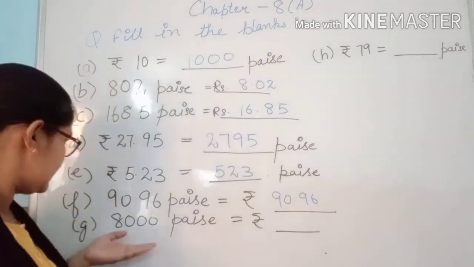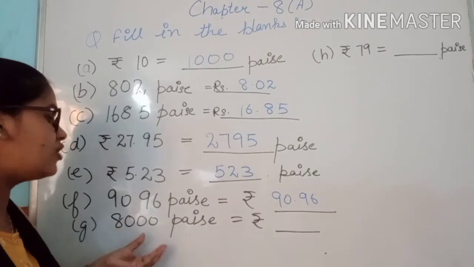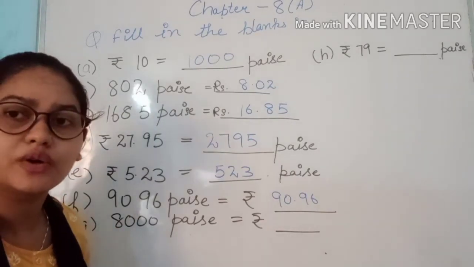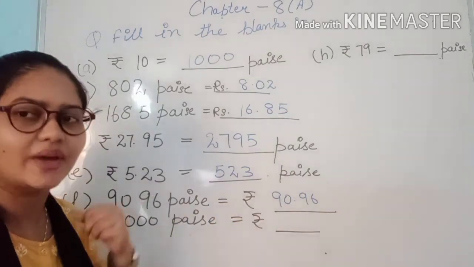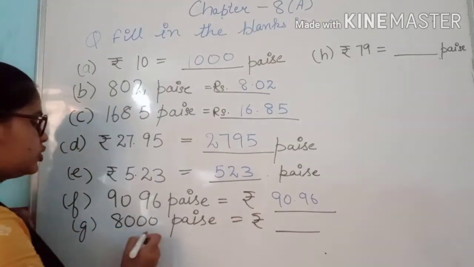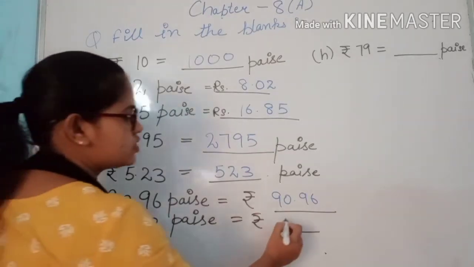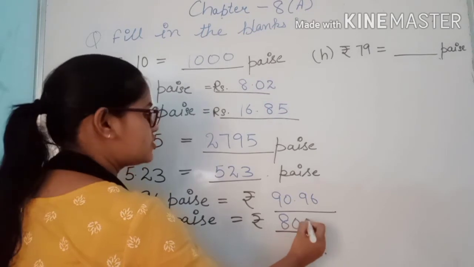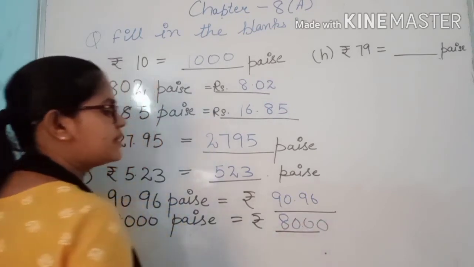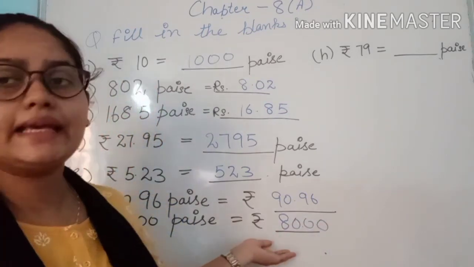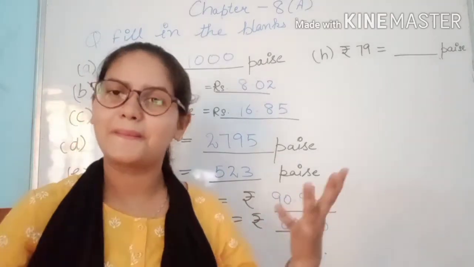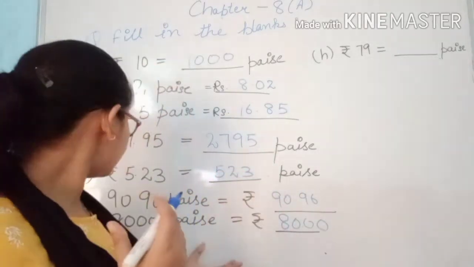Okay. This one is G, where there is 8000 paisa we have to convert into rupees. Okay, so let's do this. After the 2 digits we will take a point. So here will be 8000, right? Take a point. It becomes rupees 80 and 0 paisa, right? So this one is G.